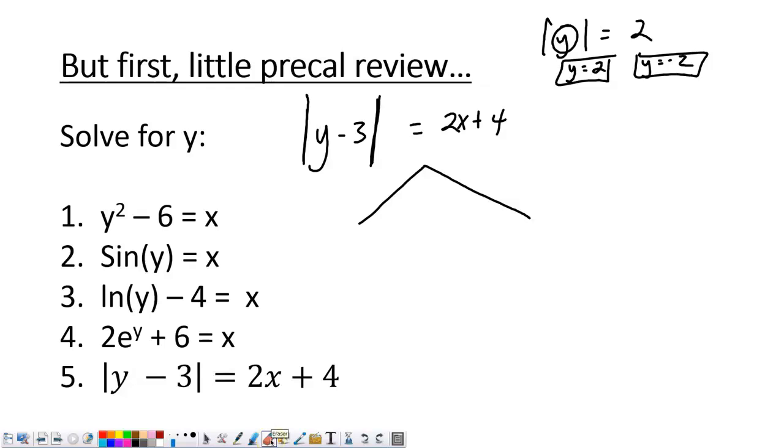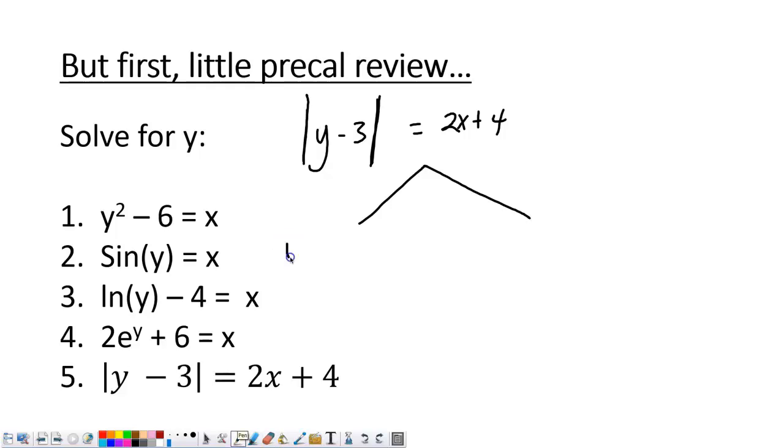Okay? So how you want to think about it is basically just write this equation twice without the absolute value bars and just make one of them a positive 2 and one of them a negative 2, right? Well, we're going to do the same thing with this one that we're looking at right now. We have the absolute value of y minus 3 is equal to 2x plus 4. So I'm going to write that equation twice, but without absolute value bars.